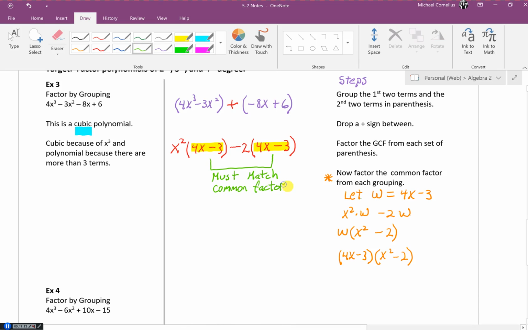When I get to this point, the reason these guys have to match is so that I can literally take one of these guys and factor them out into the front. I'm going to factor both of those guys. So I'm going to have 4x minus 3 in the front. And once I factor those out, you've got to imagine they're now completely gone. So if you put your fingers over those two yellow spots for a minute, all that's left is x squared minus 2.